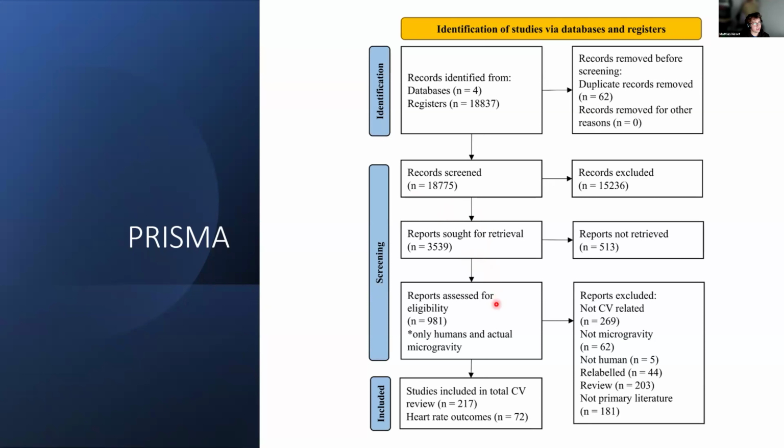And this left us with just under 1,000 for that group that I just mentioned. From there, we had just over 200 included, looking at cardiovascular terms, and right now we have about 72 looking at heart rate outcomes, which I'll talk more about later.